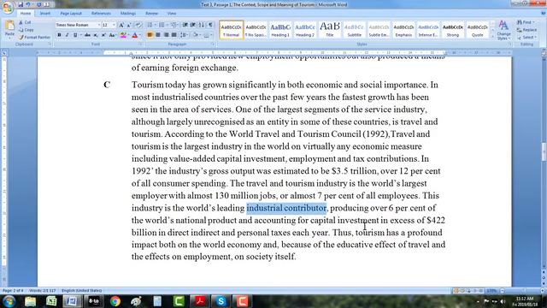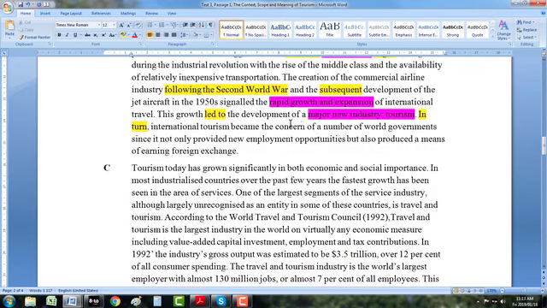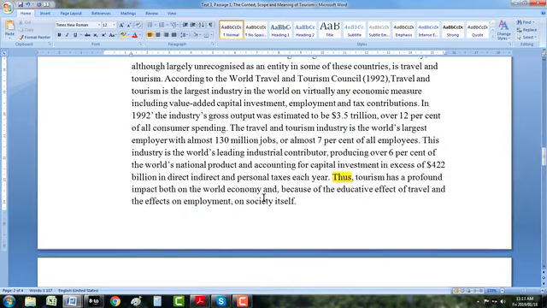So this is all mainly economic. This is very important linking language because they've given you a concluding sentence, and they've put linking language in to show this is a conclusion sentence. Not all paragraphs have such a clear conclusion sentence. Actually, quite few paragraphs do, but they've given you one here. It's a conclusion. So what does the conclusion say? It has an effect both on the world economy and on society itself.